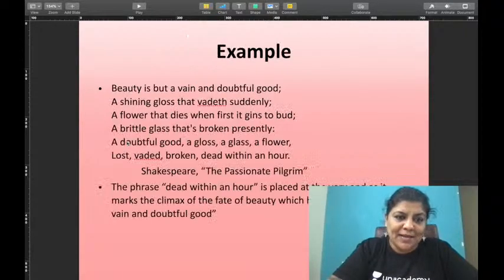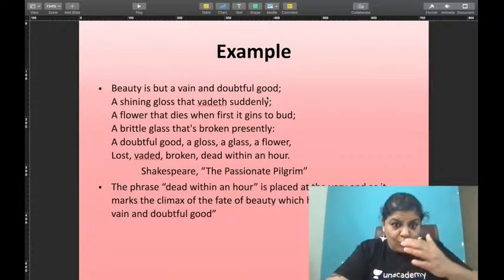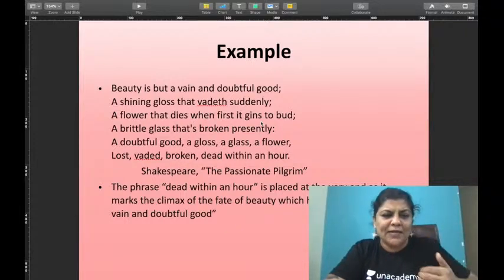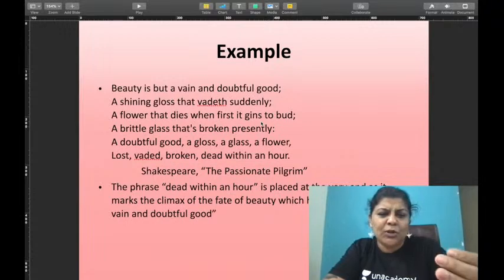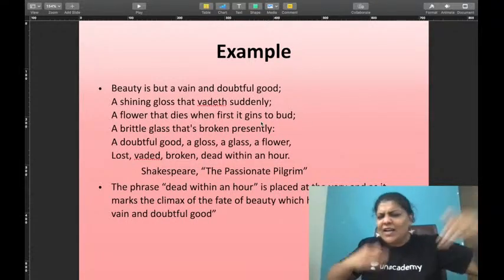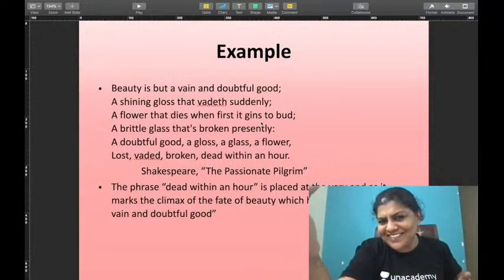That comes from climax. For example, beauty is but a vain and doubtful good. More and more increasing important things he is going to say. Shakespeare in The Passionate Pilgrim. Beauty is a vain and doubtful good. A shining gloss that vadeth suddenly. A flower that dies when first it gins to bud. A brittle gloss that's broken presently. A doubtful good. A gloss, a flower. Climax. Did you understand?